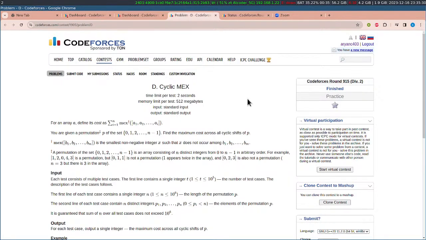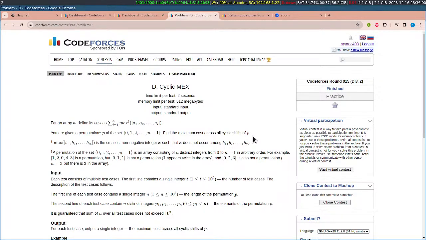So let's read problem D. Its name is Cyclic Max. For a given array A, define its cost as the sum of max of A1 to Ai. Some definitions are given, including the definition of a permutation and of max. You are also given a permutation, and we need to find the maximum cost across all cyclic shifts of P.